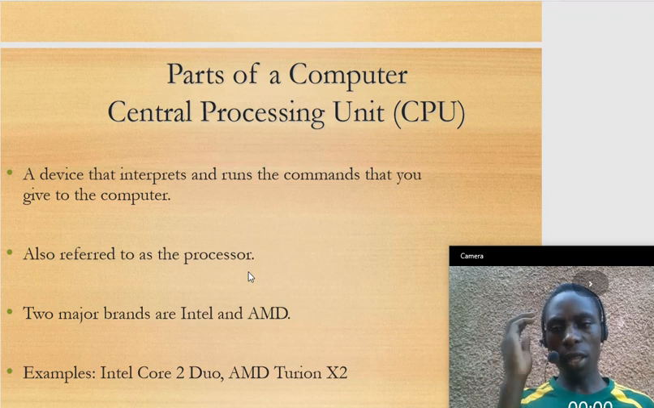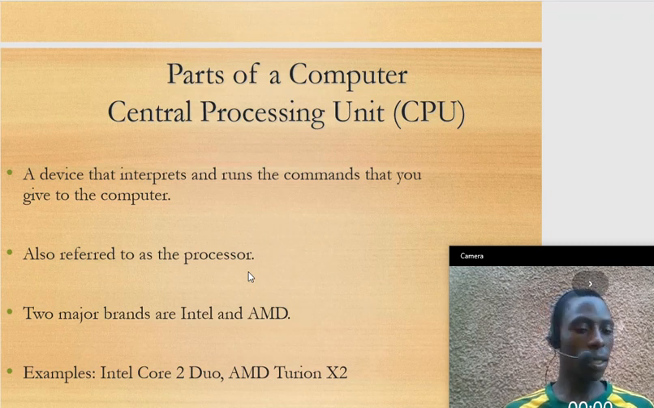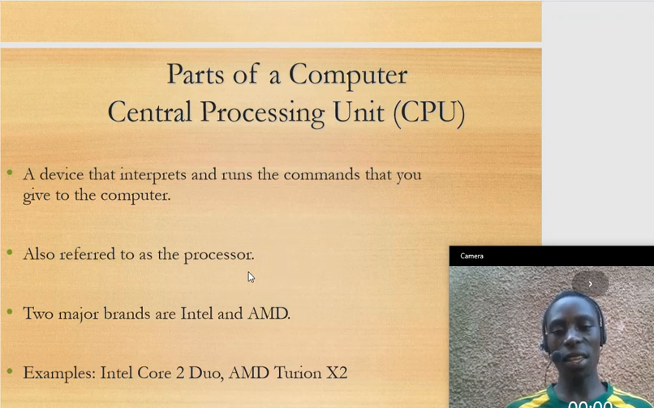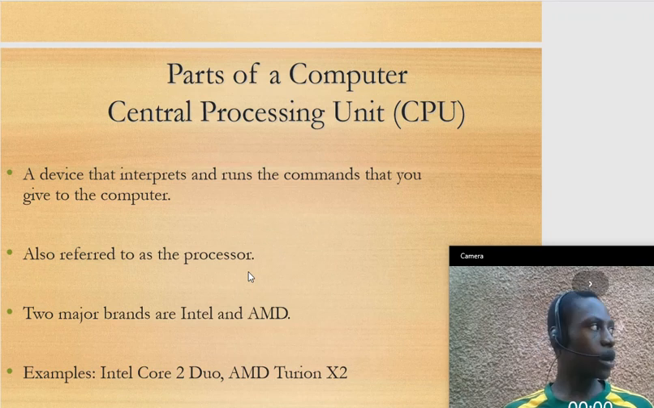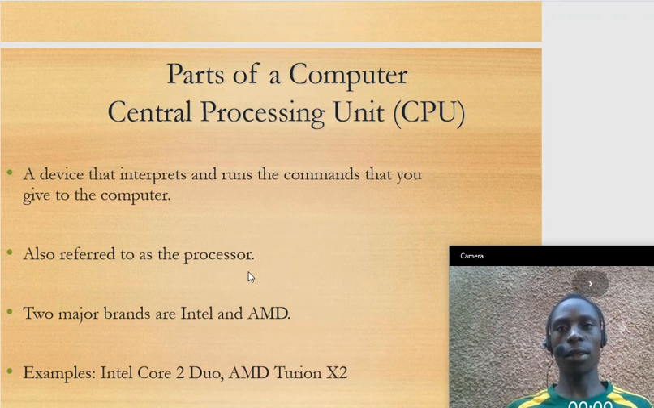Okay, so the computer also has what we call a brain. In this case, we call it the central processing unit, and it is the CPU in abbreviation. So here we are describing it as a device that interprets and runs the commands that you give the computer. So it is that part of the computer that interprets and runs those commands.